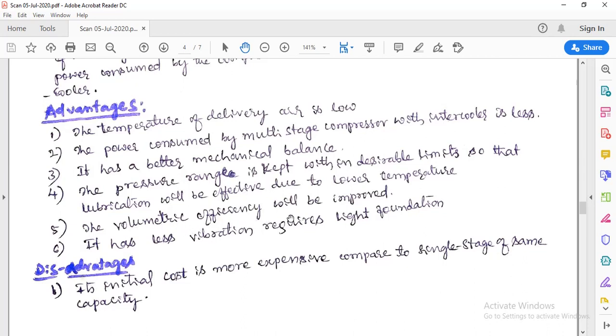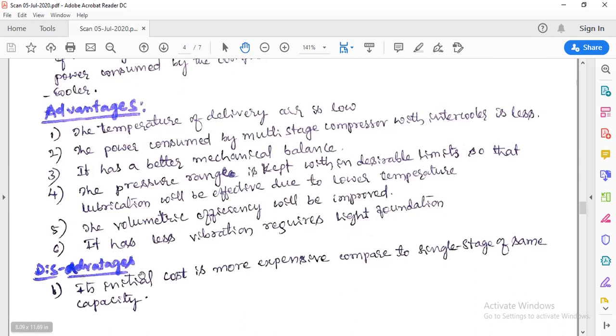The volumetric efficiency will be improved. Because the air after compression will get less pressure in the clearance volume, during the next suction stroke it occupies less of the swept volume, and hence the effective swept volume will be increased and the volumetric efficiency will be improved. And it has less vibration and requires a light foundation. Since the size of the cylinders will be less, vibration will be less and hence it requires a light foundation.